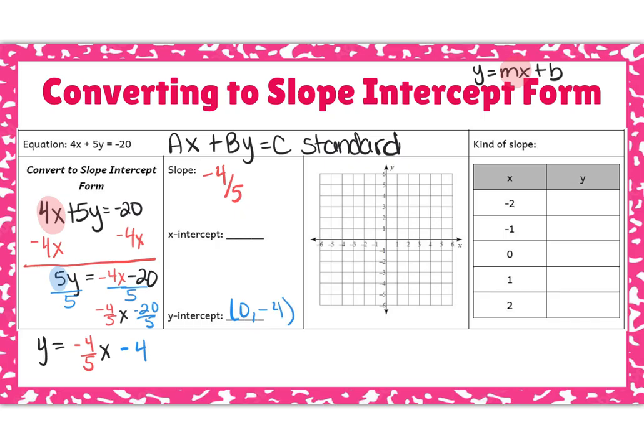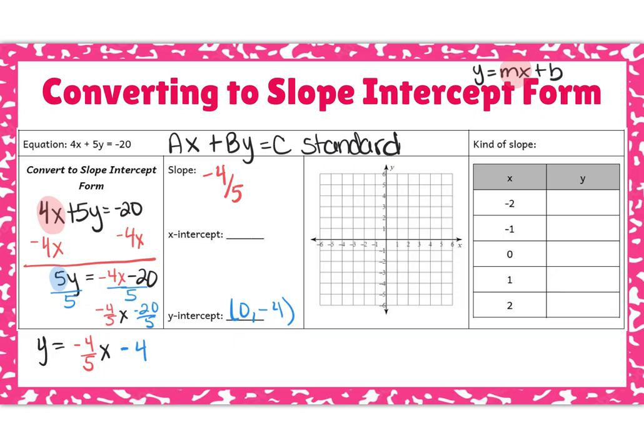Now for my x-intercept, I can do two things. I can use my graph with my slope and my y-intercept. I can graph it, and then I can see where my x-intercept is going to be visually. Or you can use your standard form and find your x-intercept by replacing y with 0 and solving. So I'm going to show you how I can do this from my graph.